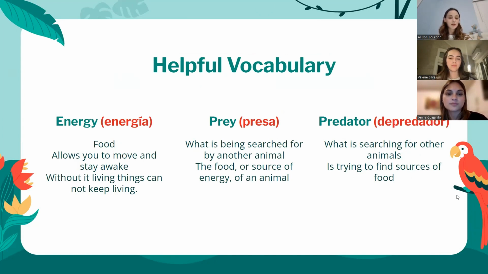And then we have prey. That is what is being searched for by another animal. So that's going to be the food in the situation or the source of energy of an animal. And then the predator is what is searching for other animals. So that's the one trying to find the sources of food and to obtain the energy.